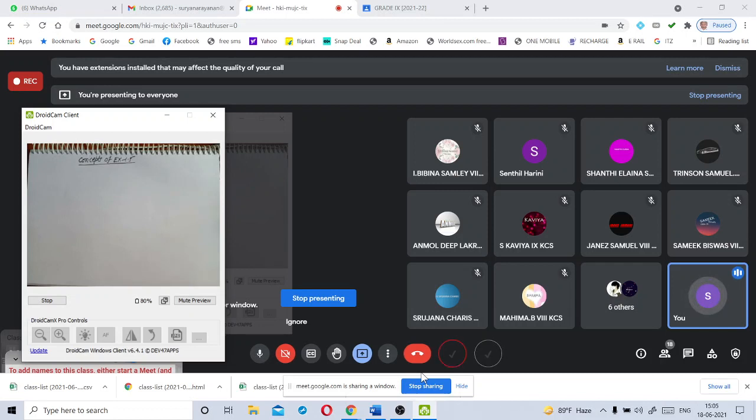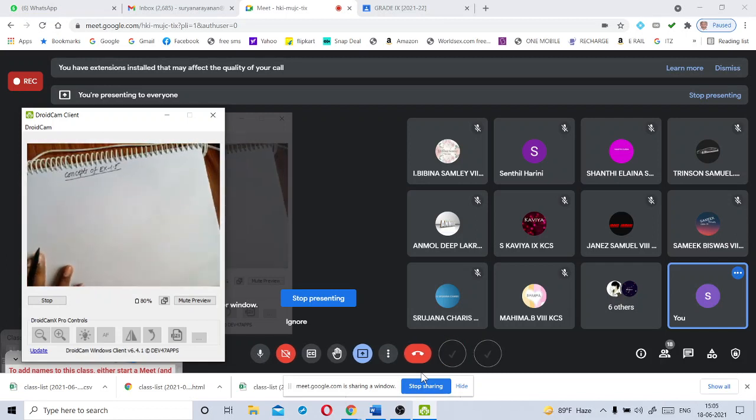What are the operations on real numbers? In earlier classes, you have studied the operations on numbers. Do you remember the operations on numbers, my dear children? What are the operations on numbers? 4 fundamental operations. Yes, very good, my dear Bibina. Those are addition, subtraction, multiplication, and division. Yes, these are the 4 fundamental operations.